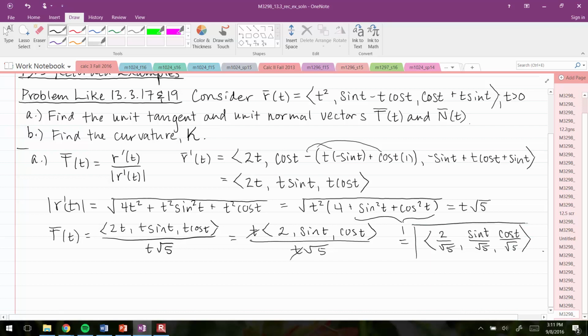Alright. So one down, we got our big T. So that was the unit tangent vector. Now we're going to the unit normal vector, otherwise known as the principal unit normal vector, which is its full name. But we'll just call it big N for now, that's easier.